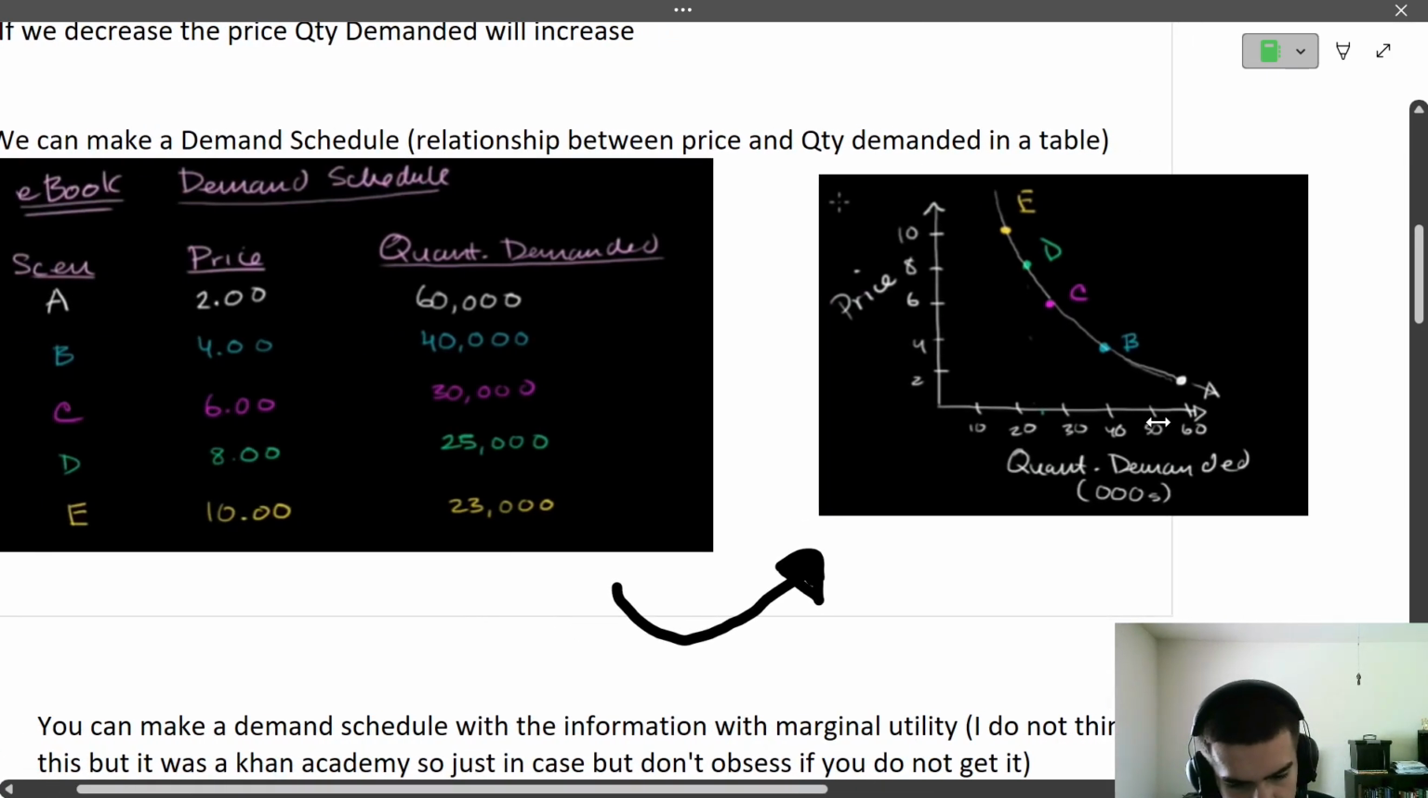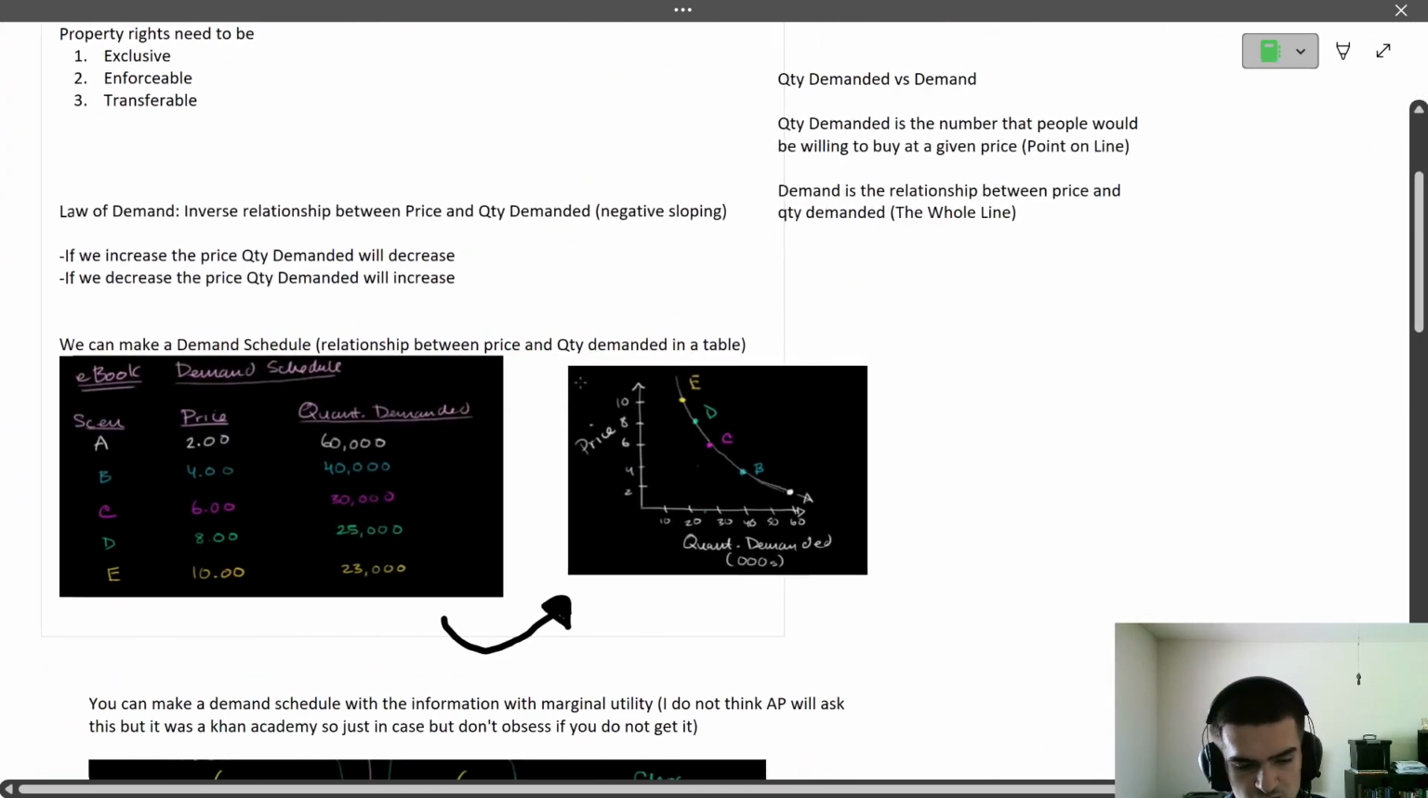Whenever it's cheaper in scenario A, there's more people willing to buy it. In scenario B, whenever it is slightly more expensive, then we have less people. Quantity C, less people. Quantity D, less people. Quantity E, less people. It's a relationship between price and quantity demanded.